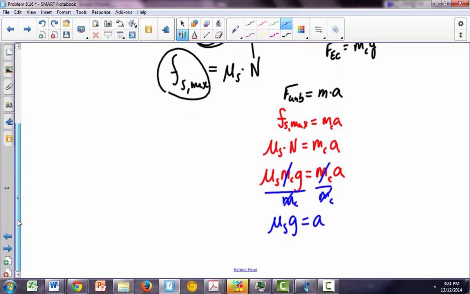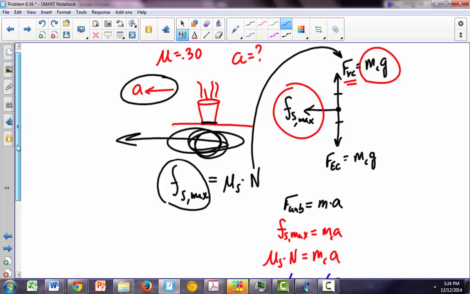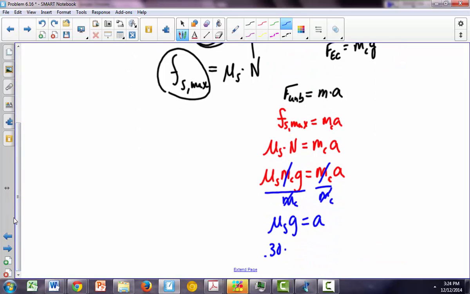The only thing you need to know is the acceleration due to gravity, or we can think of it as the Earth's gravitational field strength in newtons per kilogram. Doesn't matter, it's 9.81 either way. Mu-s is 0.3 times 9.81 equals the acceleration. So 30% of 9.81 is 2.943 meters per second every second. That's the rate of acceleration.